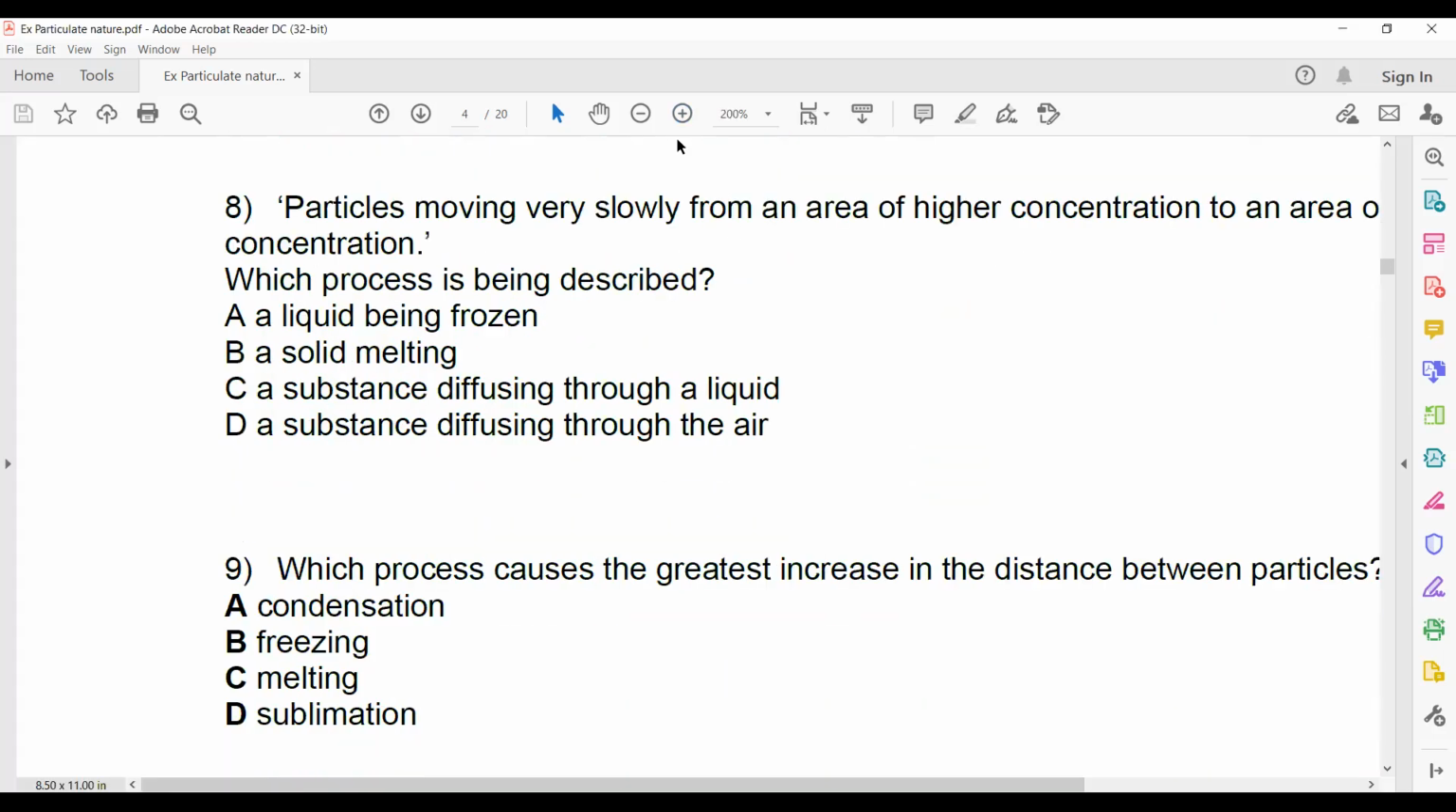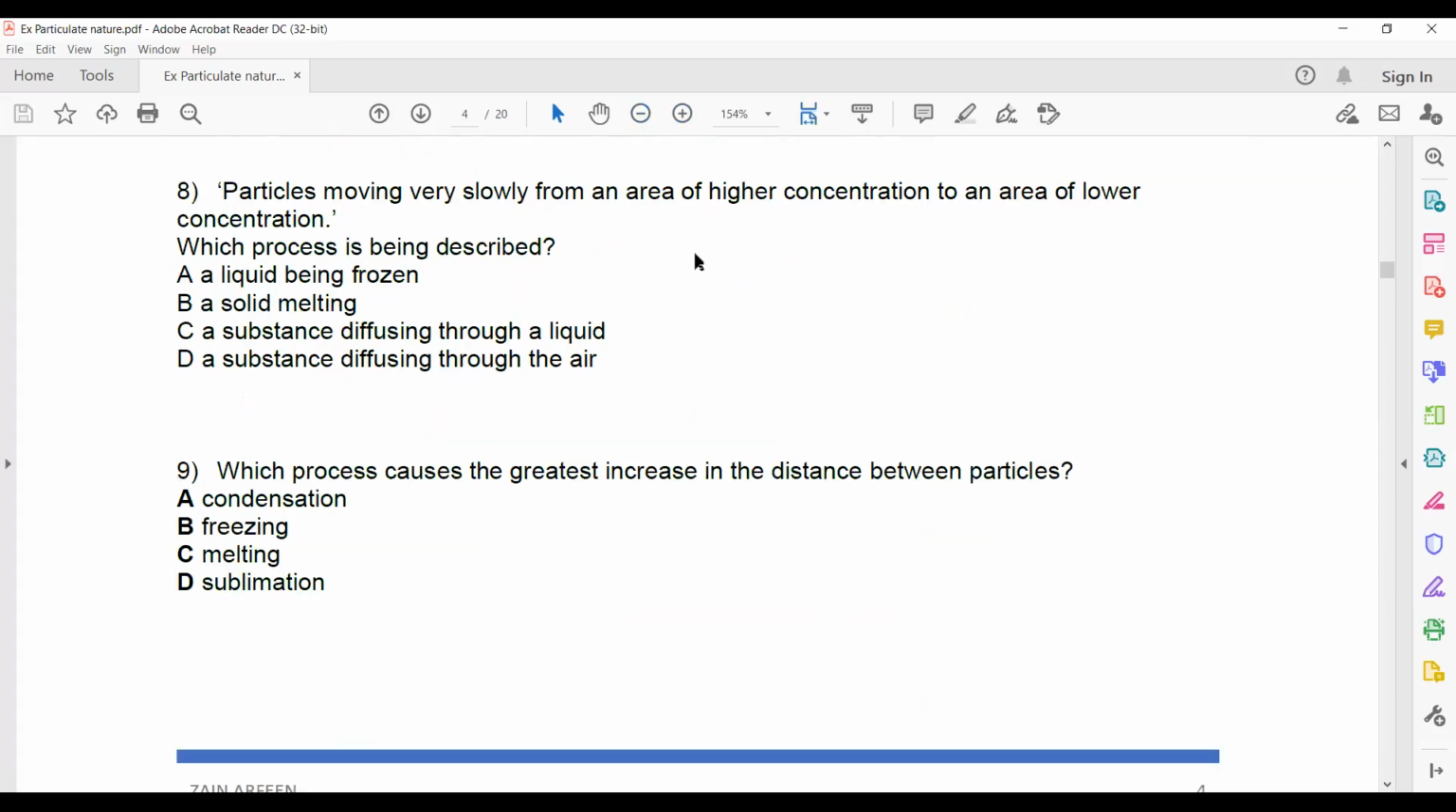Question 8. The reason why I skipped the questions in between is that they are not completely related to the topic we have discussed, the particulate nature. What is the answer for question 8? Read the statement carefully. Particles are moving very slowly from a region of higher concentration to a region of lower concentration.